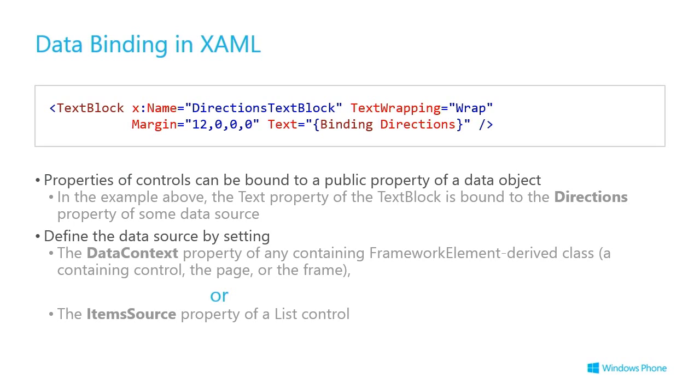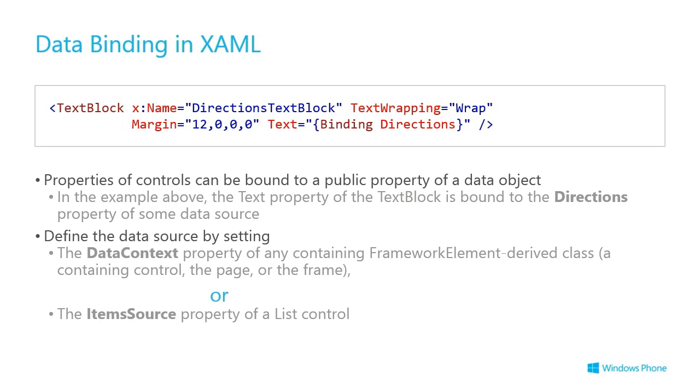So you could actually set the text, but instead we've got this thing called a binding statement, which is pointing at something called Directions. Now, Directions here is the property of that recipe data item. So we're giving it the name of a property in our underlying data object.